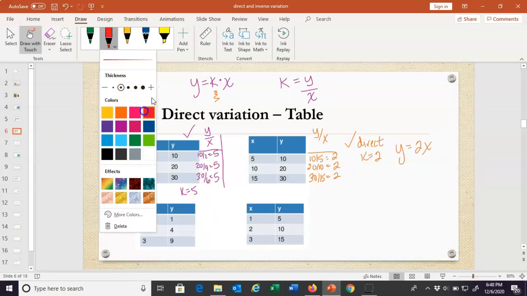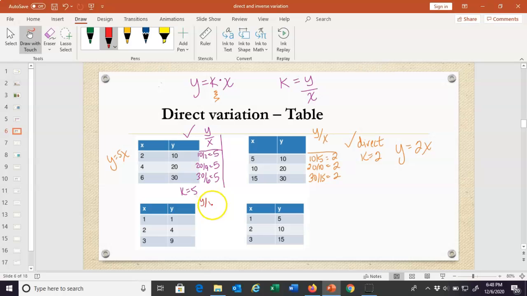All right, let's try this one. I want a new color. Okay, we're going to take y and divide it by x. 1 divided by 1, that's 1. 4 divided by 2, oh, that's 2. These are already different. We can try the second one or the third one if you want to, but these are all different, so it's not constant.